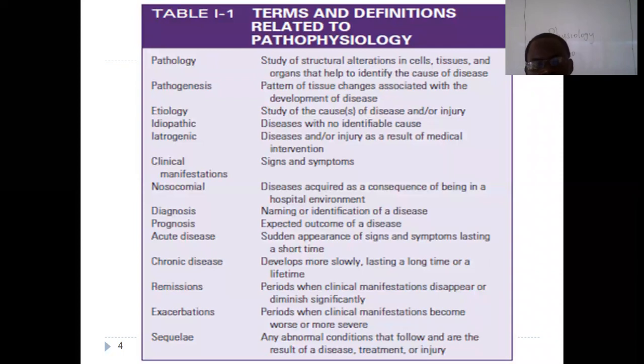When you find such a word, please, you should know the meaning. Diagnosis, prognosis. You should know what it exactly means, because if you don't know what exactly it means, then you're bound to go wrong. So please acquaint yourself with such definitions and terms as we move on. You will be able to get used to them.